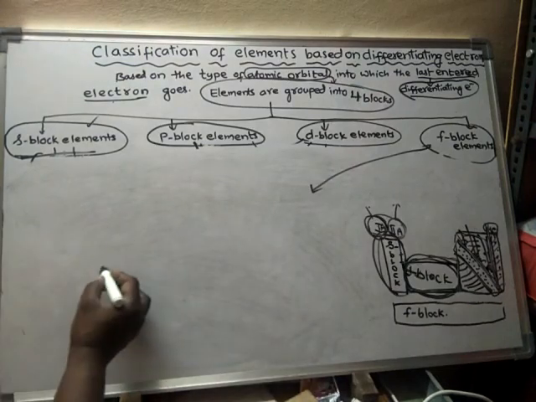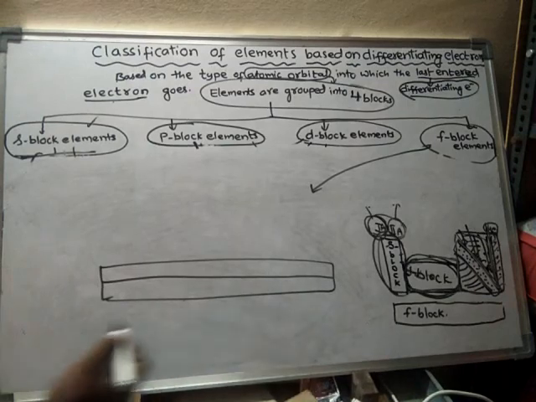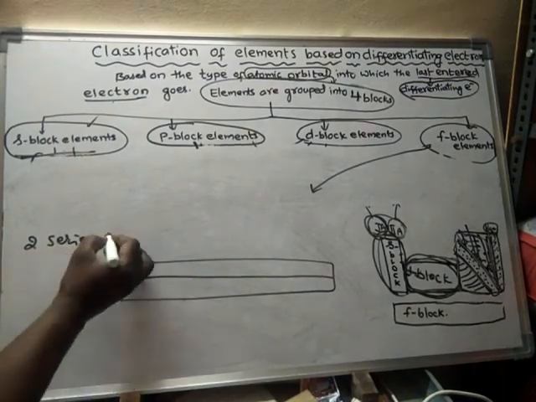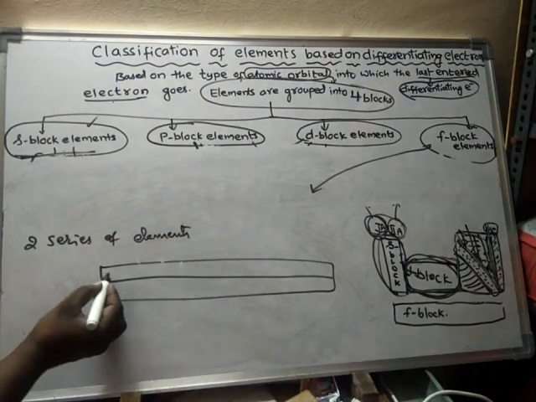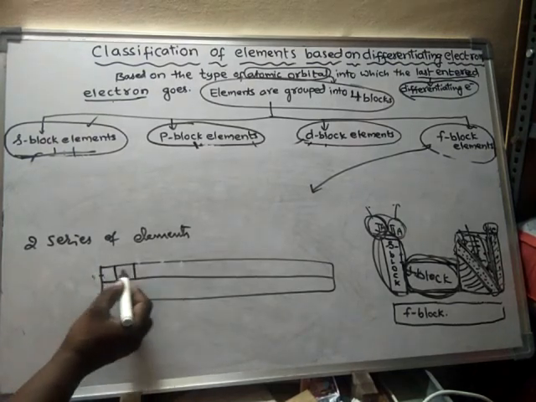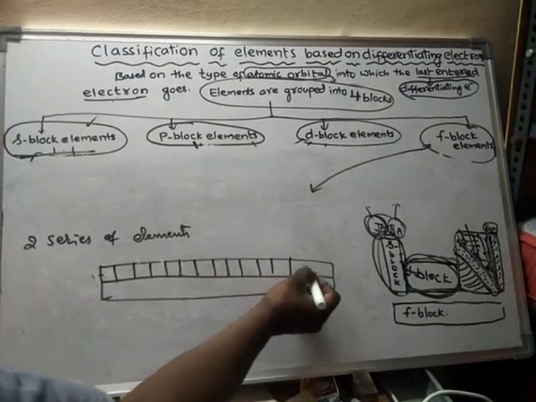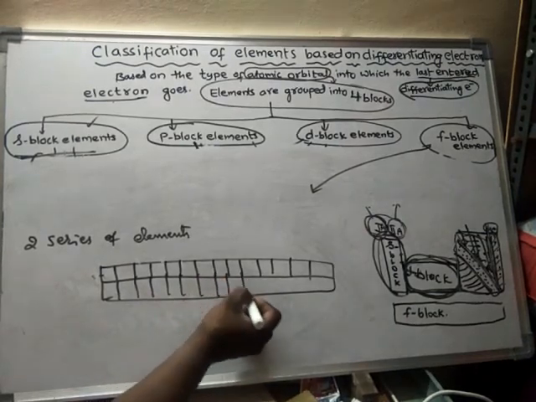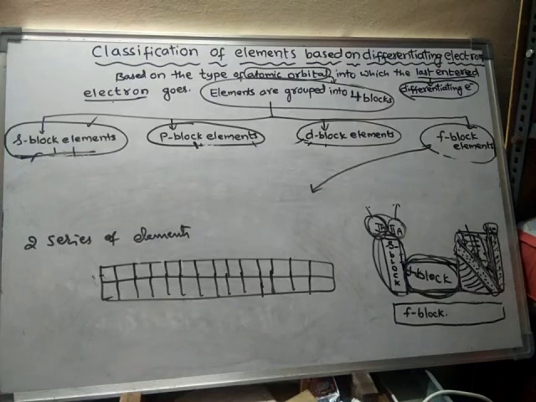It consists of two series of elements. See, F block elements contain two series of elements. Every series contains 14 elements: 1, 2, 3, 4, 5, 6, 7, 8, 9, 10, 11, 12, 13, 14. So altogether there are two series, and in each series 14 elements are present.